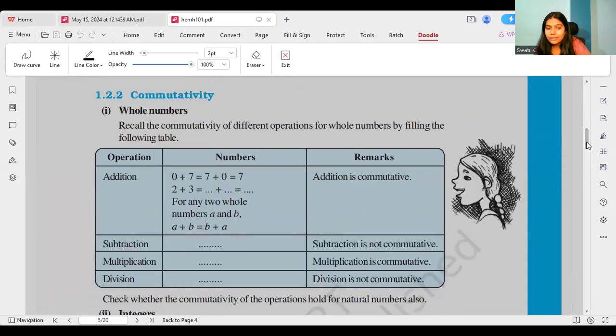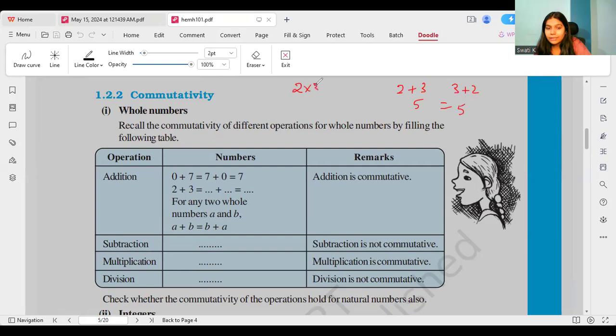Commutative property. See, we are done with the closure property now. Closure property, you understood that we are taking one number from one category, another number from another category, and we are using different operators. And are we getting the same category or not? That was closure property. Now it's the commutative property. So I'll just tell you in short the meaning of commutative property. Commutative means if you swap the numbers, are you getting the same answer or not? For example, 2 plus 3 is 5. But if you do 3 plus 2, the answer is 5.